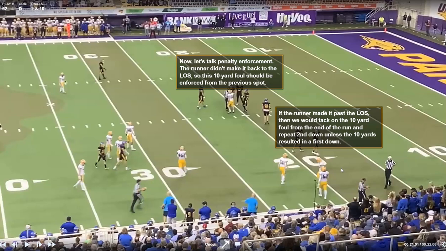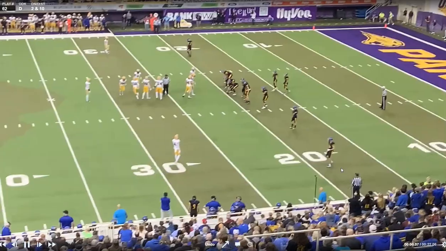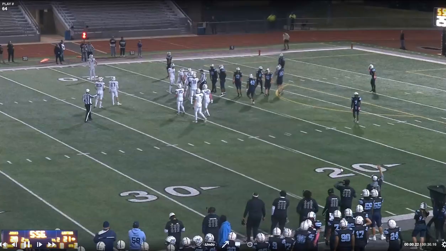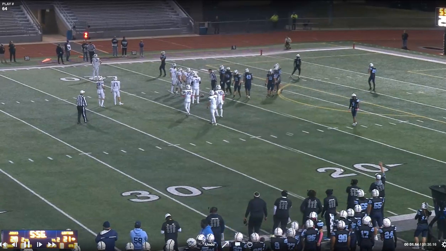Okay? And again, in this case, since he went out of bounds, we'd be on the snap in either case. So it totally depends on where that runner ends up going out of bounds, if we enforce it from the previous spot or if we enforce it from the end of the run, which we kind of call attack on. All right, next play. A good call for a defensive hold again.